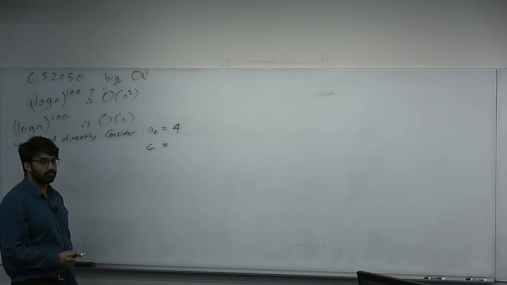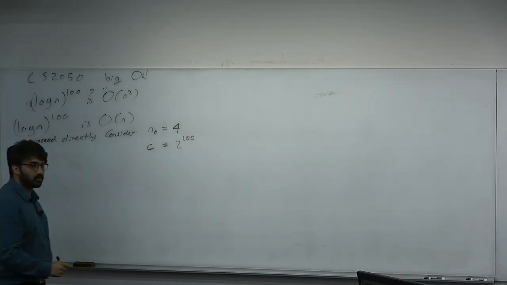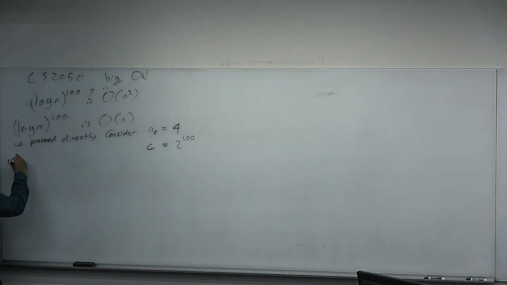10? That's not big enough. You can choose any constant you want. I'm going to choose a really big one. Let's choose 2 to the 100. More than the atoms in the universe. There's only like 10 to the 80 atoms in the universe. I've chosen these values by working it out beforehand, so the proof is correct, right?